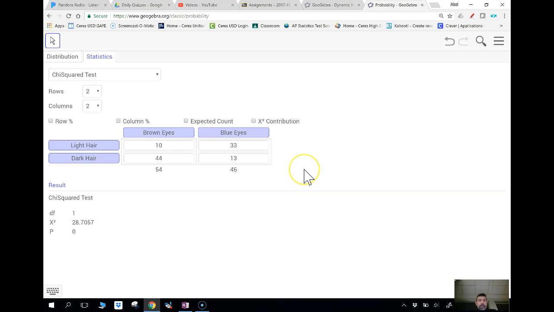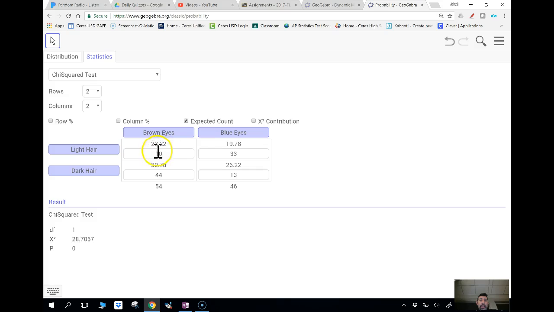Okay, there we go. So on the bottom here, you see I have the degrees of freedom. It gives me a chi-squared value, and then it gives me a p-value. We'll get to that in just a second. We don't have our expected counts in here, so we got to click on where it says expected count, and then right above those are our expected counts. So this right here is what you're going to get on the test. You're going to get this picture right here.